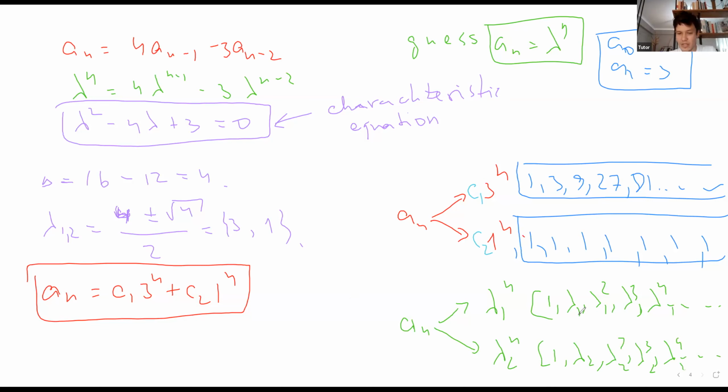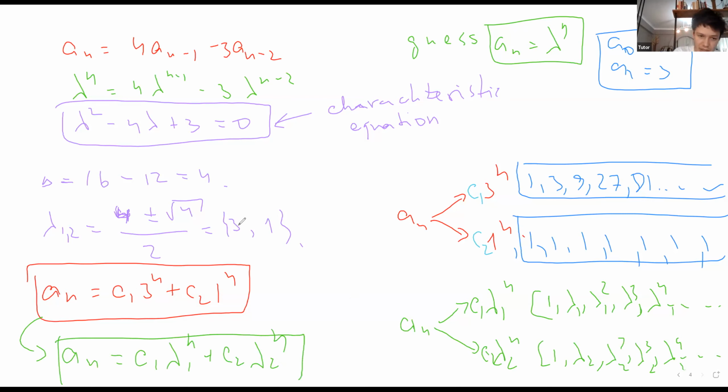So basically, I got a good sequence and I got another good sequence, but then I can also take linear combinations with C1 and C2. So this is the special case, 3 and 1, because these were the roots. But more generally, the solution would be like this: a_n would be C1 lambda 1 to the power n plus C2 lambda 2 to the power n.